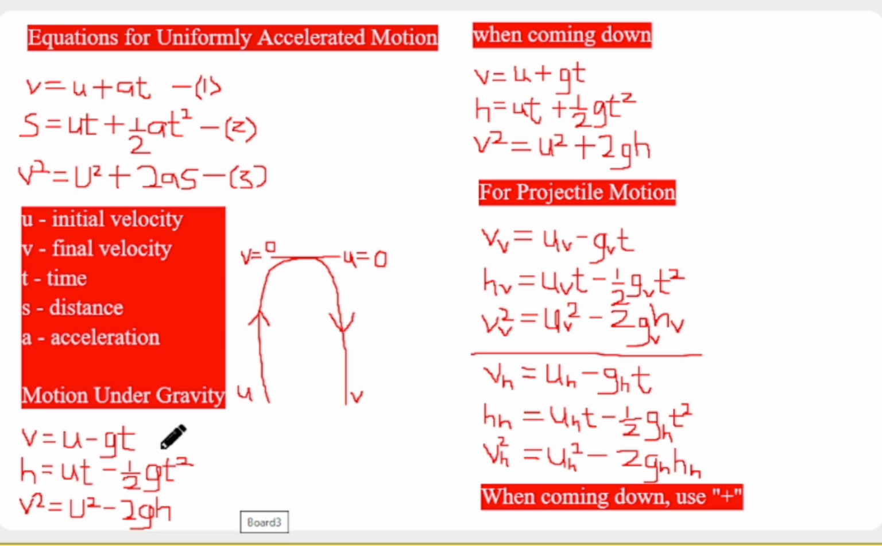Okay, so we can write these three equations for when going up for the vertical motion. The first three that you see here are for the vertical motion of the object that is performing projectile motion. That's why I've written v vertical. So this v vertical is equal to u vertical minus g vertical t.